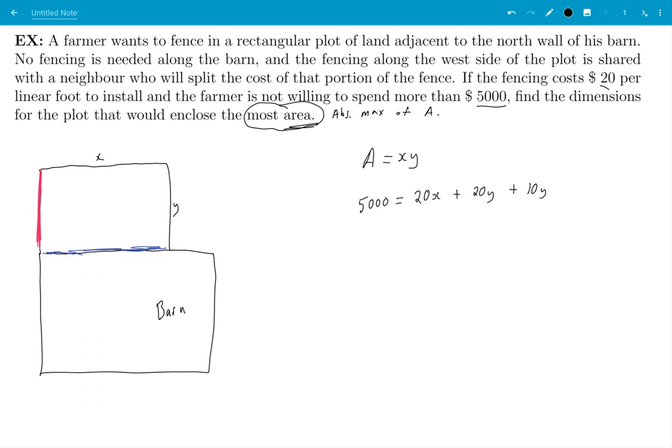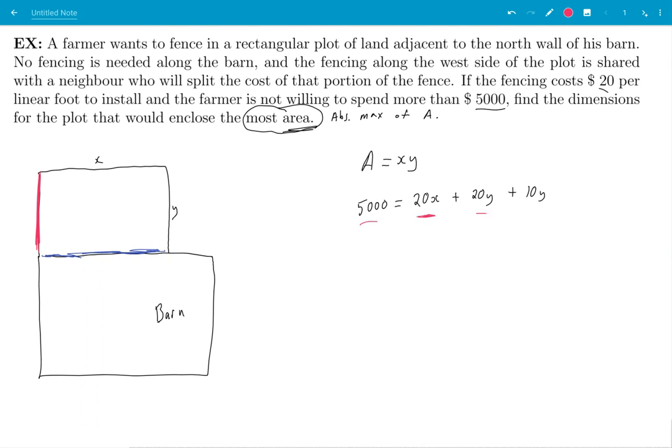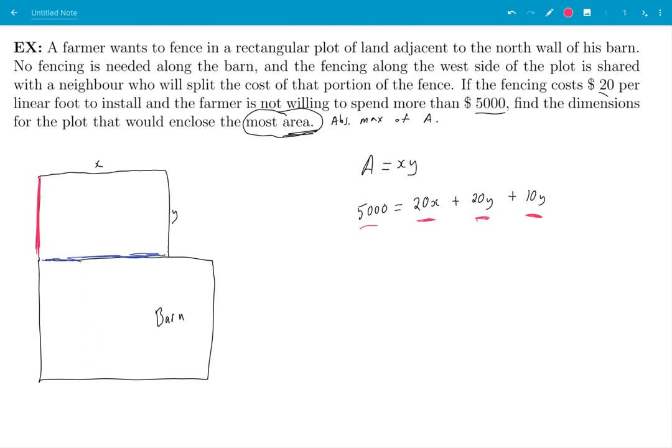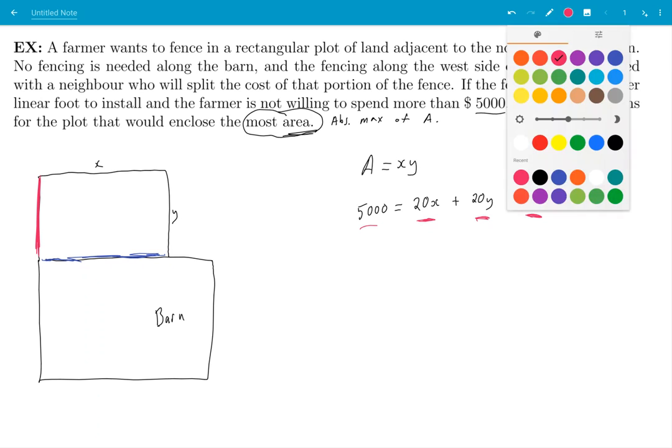Okay, so again, the amount I'm willing to spend is 5,000. Here's the amount for the top wall of the plot. Here's the amount for the right wall, black wall. And here's the amount for the red wall. Half price, since my neighbor is being such a gentleman.